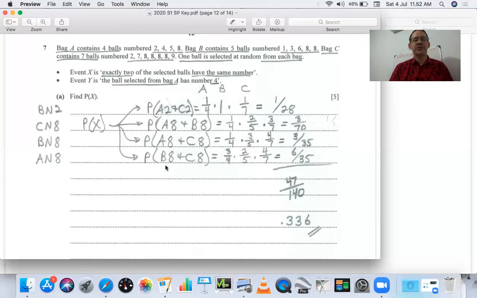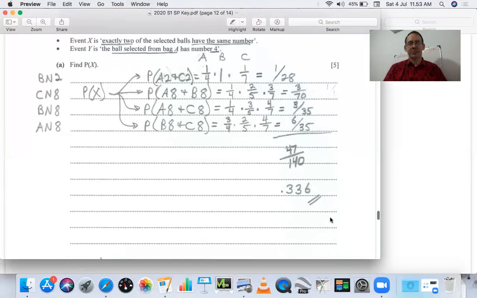Now we go on to the A not being an 8. So 3 out of the 4 are not 8s. The B has to be an 8, so that's 2 out of the 5. And the C needs to be an 8, so there's 4 possibilities out of 7. You multiply that, you get 6/35. You add all those up. Don't forget you've got 4 numbers here. You get 47 over 140, or if you change it to a decimal, 0.336.